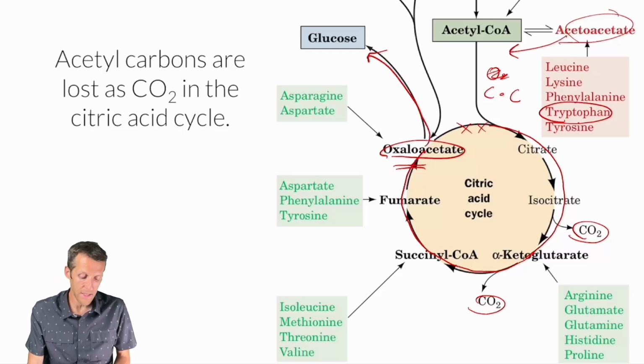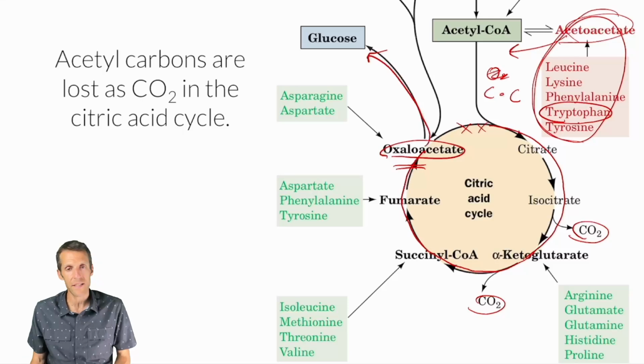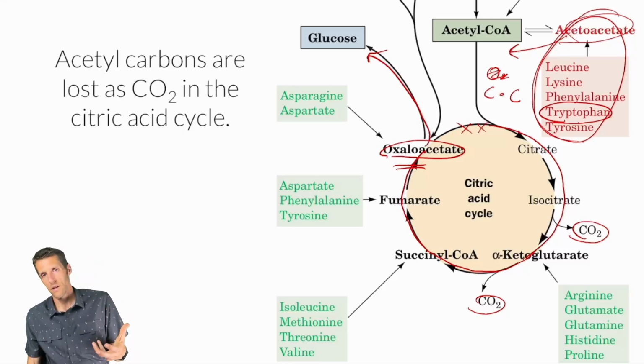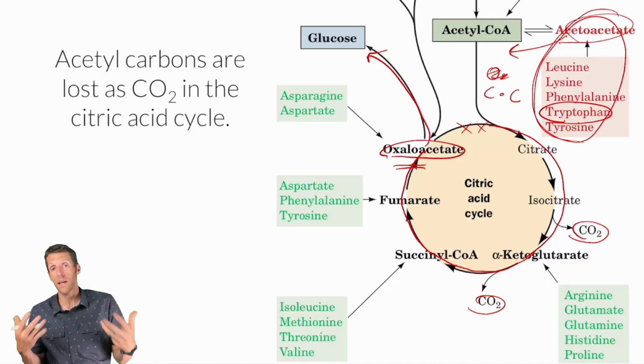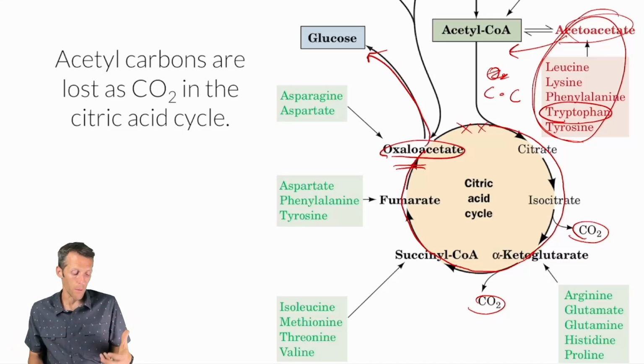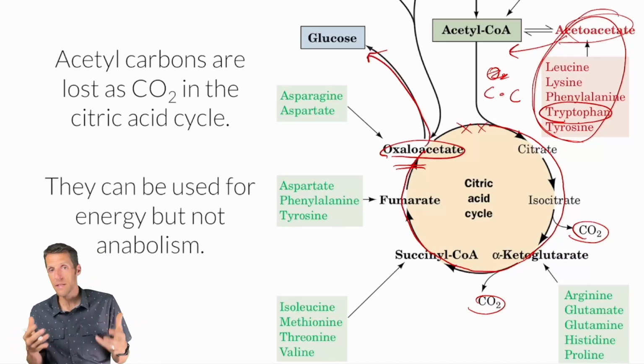What that means is the ketogenic amino acids are not sufficient to be used for biosynthetic intermediates to make things like glucose. They just can't. So that means that basically these can be used for energy, but not anabolism.